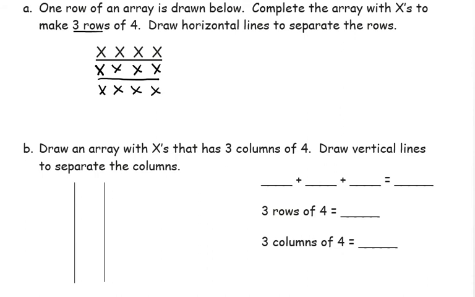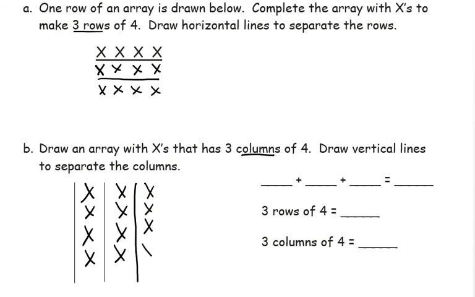In question B, it says draw an array with X's that has 3 columns of 4 and draw vertical lines to separate the columns. So I'll start with one column of 4, and now make another column of 4. I'll draw a line to separate that, and one more column of 4. So there's my 3 columns of 4.